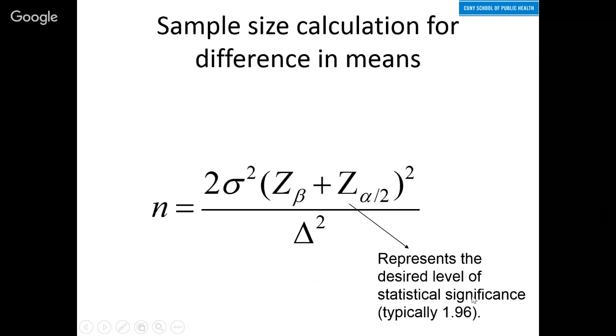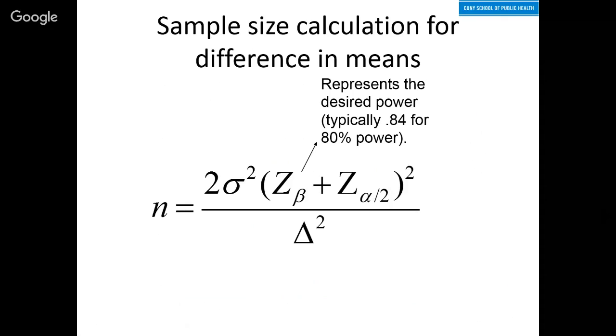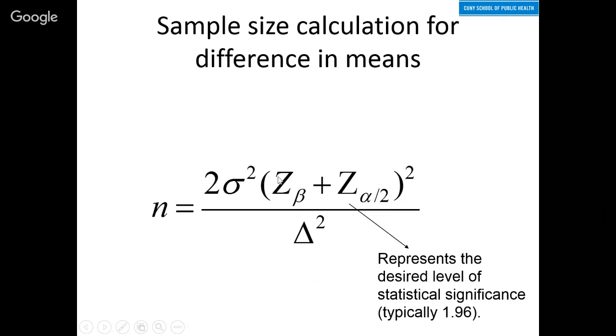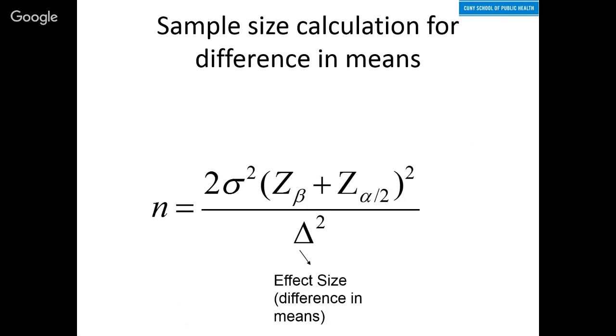So for an alpha of 0.05, this Z is 1.96, and for 80% power, this Z beta is 0.84. So in a lot of cases, both of these you just plug in. You plug in 0.84 plus 1.96. This effect size, that's the difference in means, and this is what I meant, how it's the ratio of the difference in means to the standard deviation that matters.